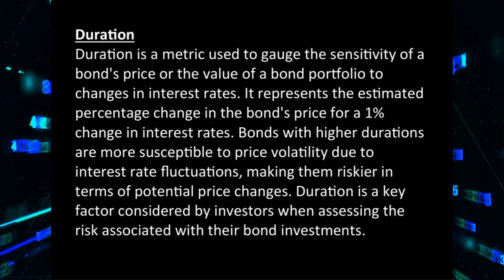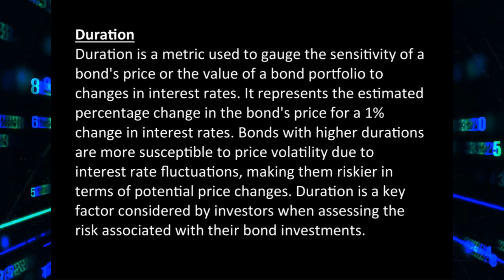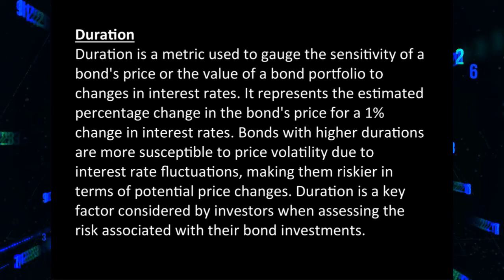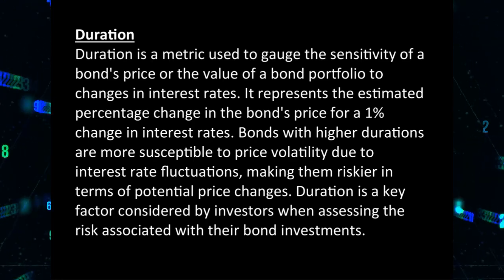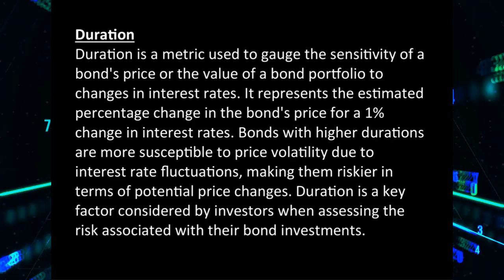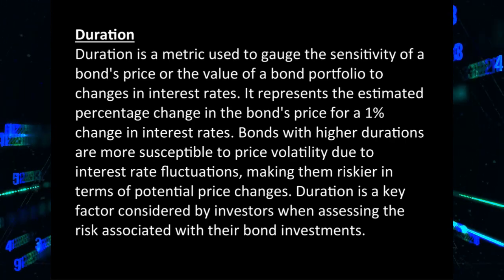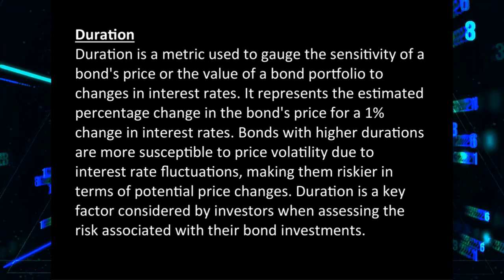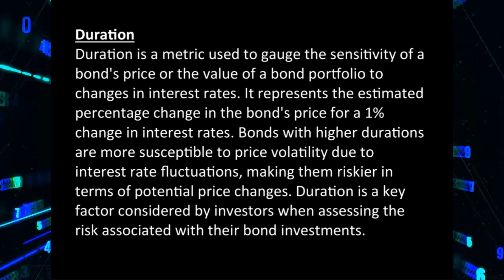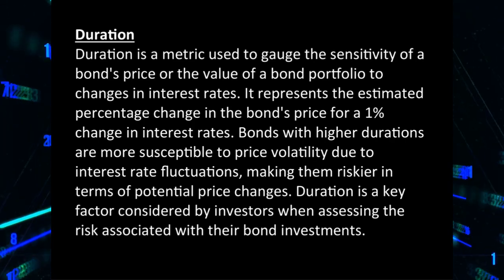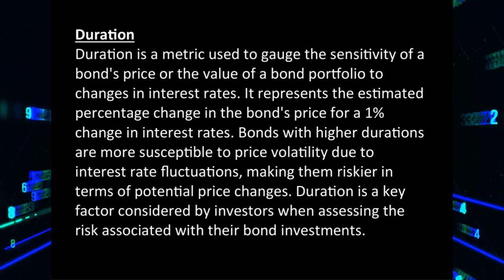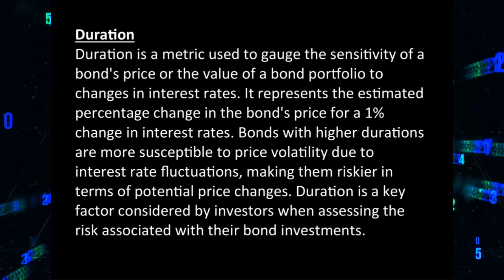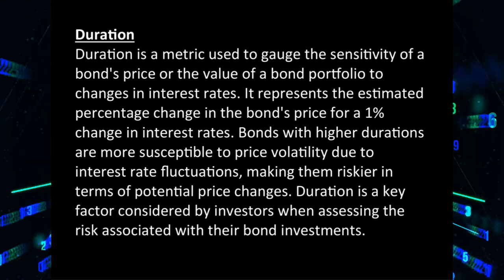Duration. Duration is a metric used to gauge the sensitivity of a bond's price or the value of a bond portfolio to changes in interest rates. It represents the estimated percentage change in the bond's price for a 1% change in interest rates. Bonds with higher durations are more susceptible to price volatility due to interest rate fluctuations, making them riskier in terms of potential price changes. Duration is a key factor considered by investors when assessing the risk associated with their bond investments.